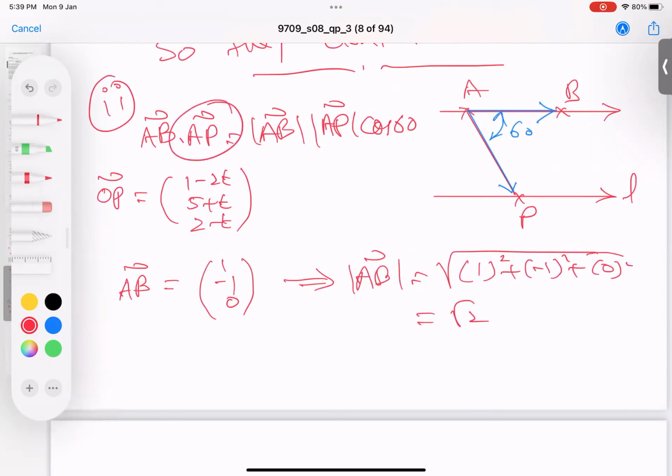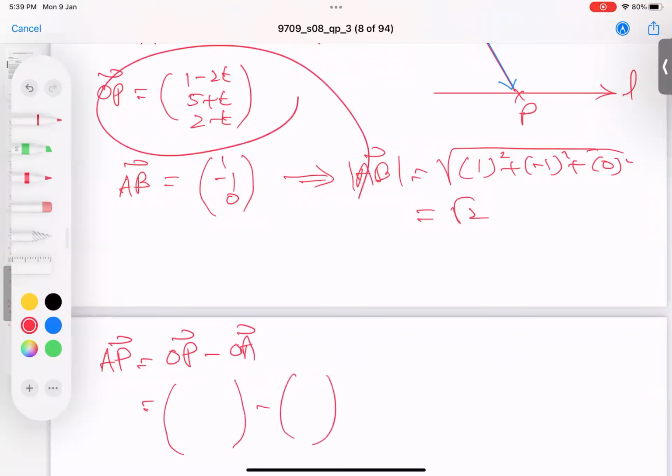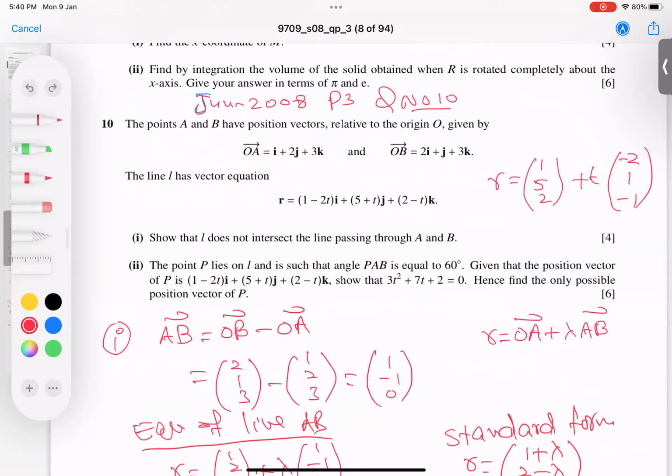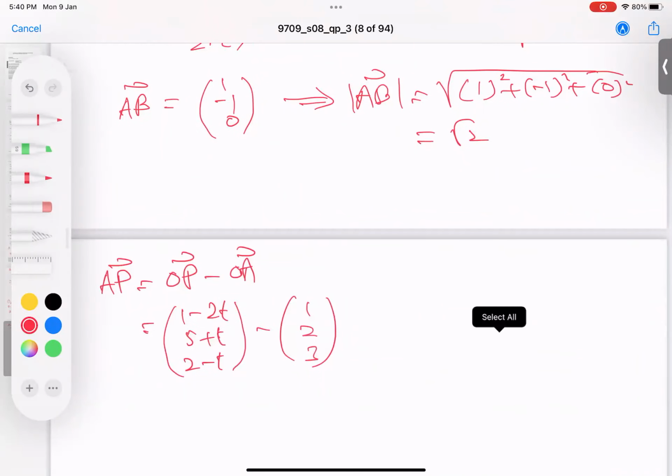Now I'll go for AP. But AP, I need to first find it. How to find AP? OP minus OA. And you know it very well. OP we have mentioned here on the top. So I'll take from here 1 minus 2t, 5 plus t and 2 minus t. And OA, let me check where is OA. OA is 1, 2, 3. I take it as 1, 2, 3. And ultimately, I get the AP vector finally.